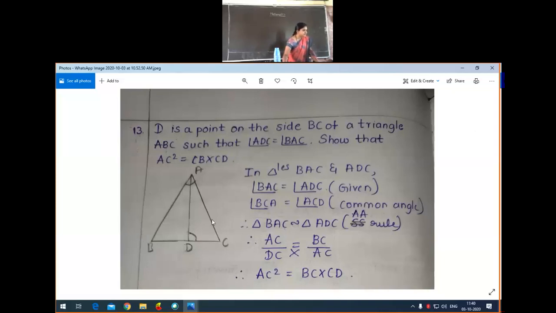Now we can write the ratio. See, this is our proof. AC divided by DC is equal to BC divided by AC. How are we writing this? Actually, AC square is equal to BC into DC. We get the proof by cross multiplication. But while writing the ratio, you have to be very careful. You are comparing two triangles.